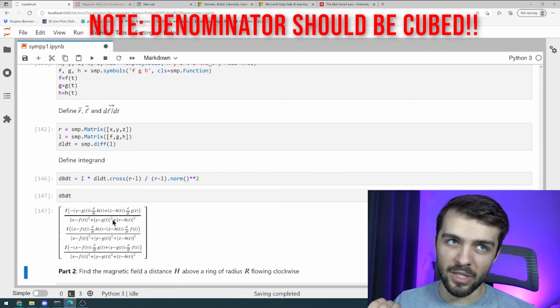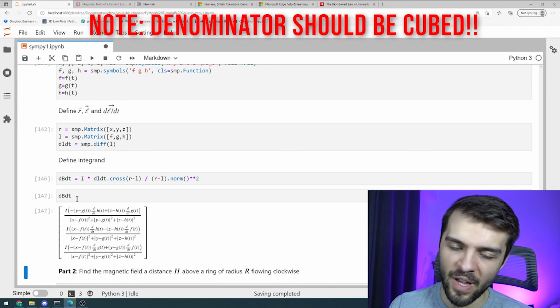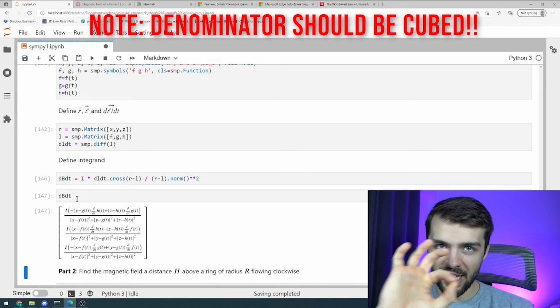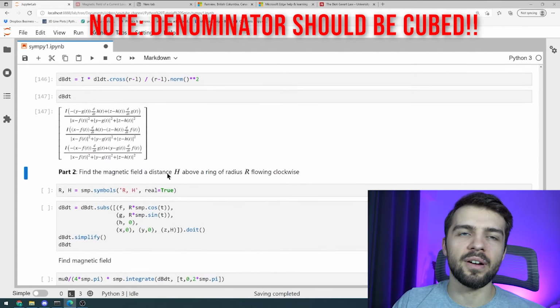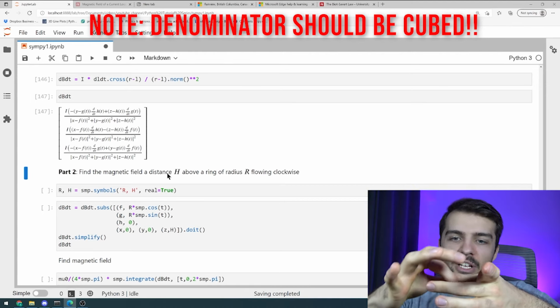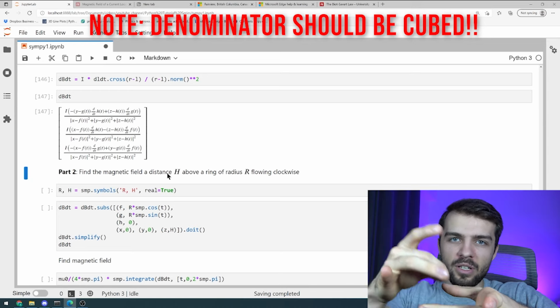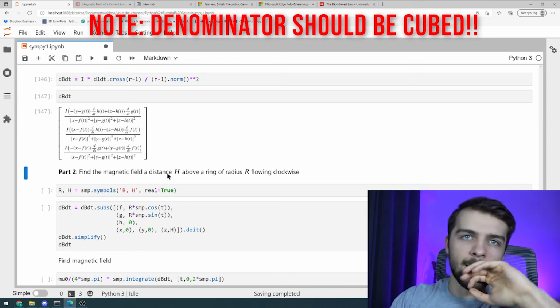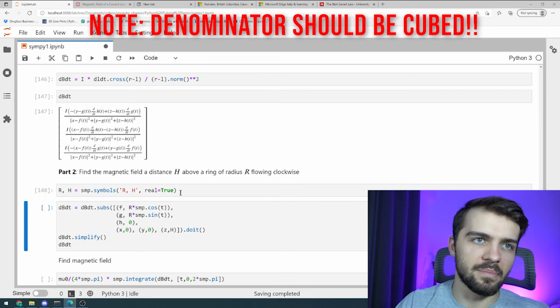And you might think, well, why do I have this in this form? Well, once I have this, I can substitute in specific values of f, g, and h to get a specific wire, and then I can find the integral. So for example, here I have maybe a wire loop, and I want to find the magnetic field at distance h above the central axis of that ring. The ring is radius r. I'm in the center of the ring at distance h above. And so here I make values r and h. These are also SymPy symbols.